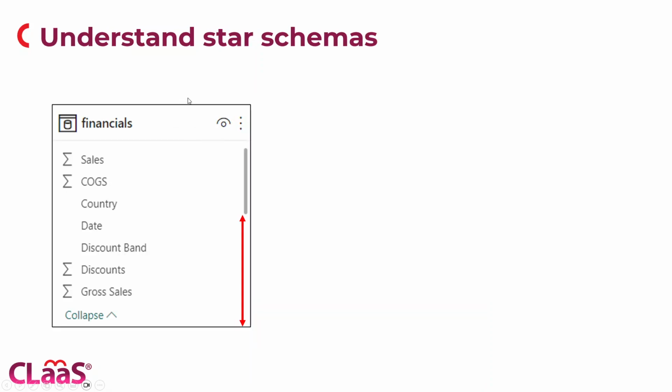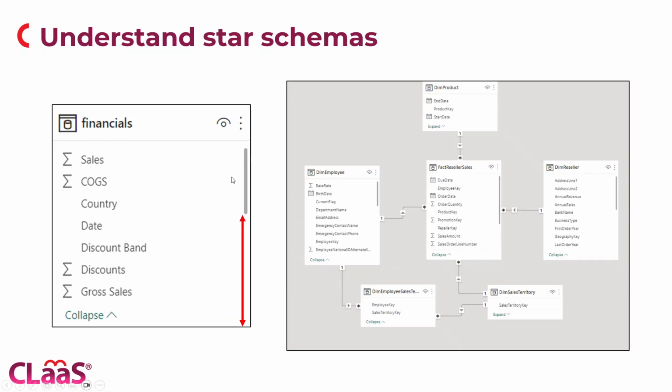So, understanding the star schema. First, we have the table, and the table has columns. The column has a column name. Then here you can see, for example, the schema that is showing you multiple tables. And just now I mentioned to you already that they form the schema, the star, the star shape.